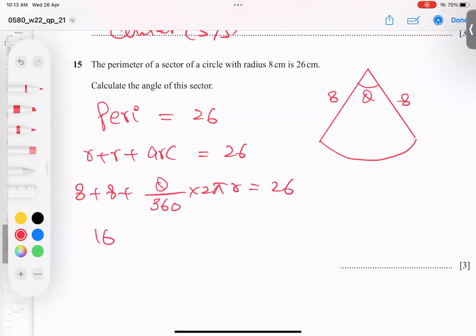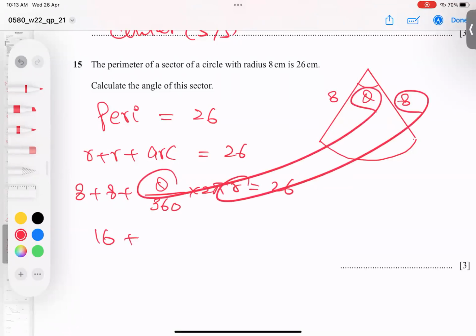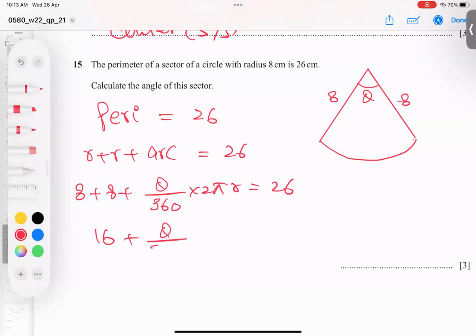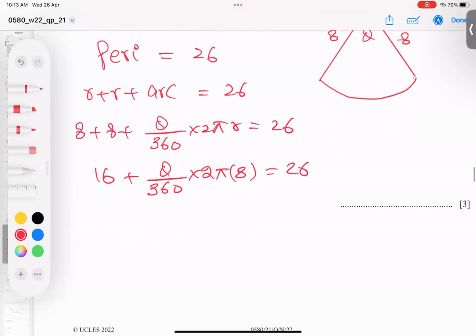So 8 plus 8, 16. And theta is unknown and radius is 8. I plug in. So this is done. And into 2 pi into 8. Now I think I can simplify. This is a 16.